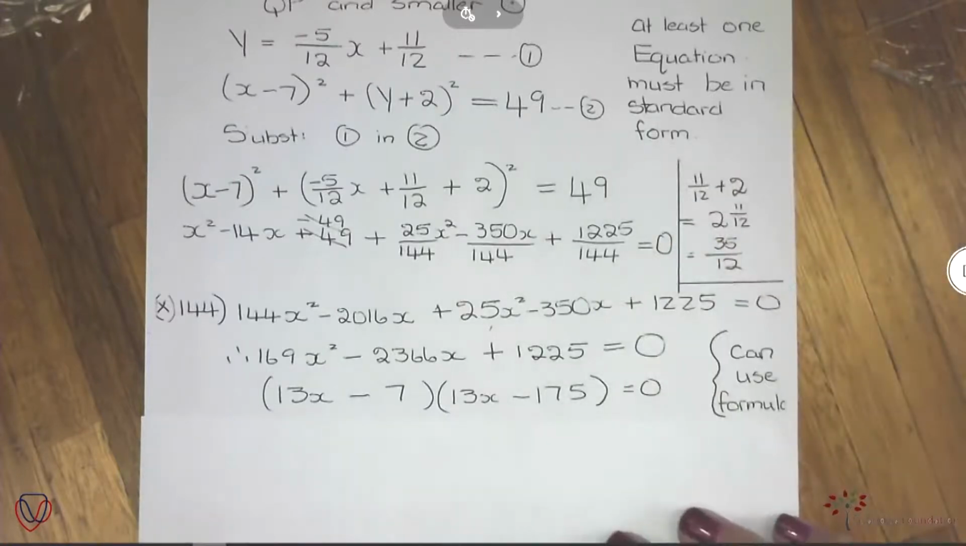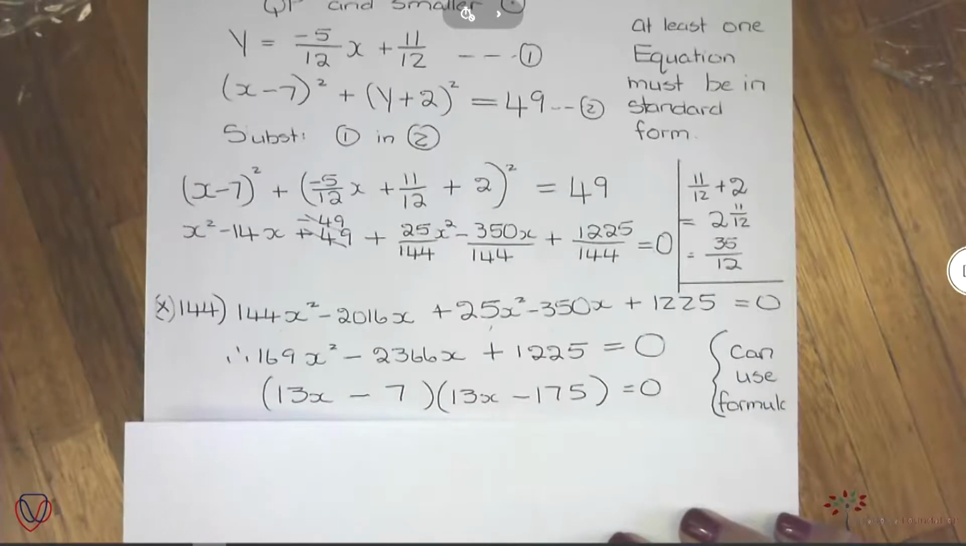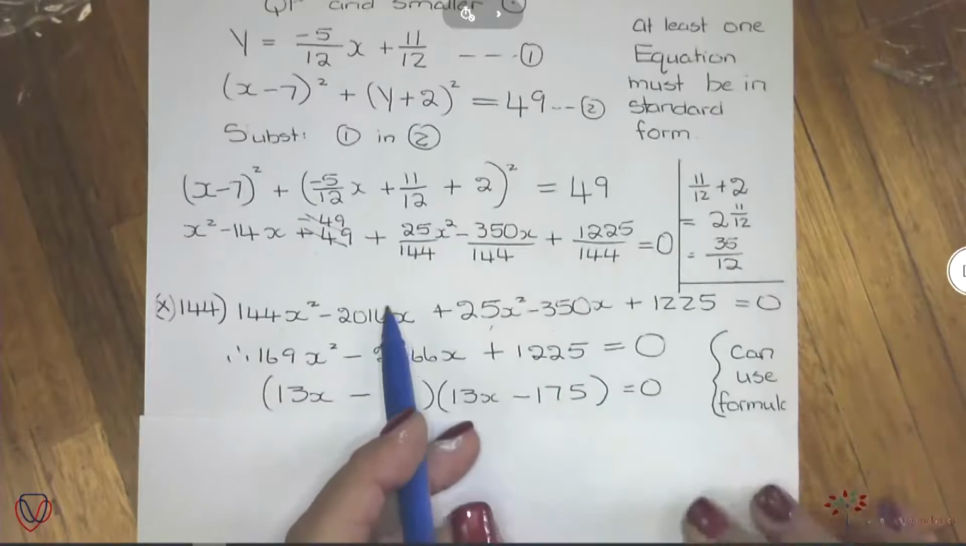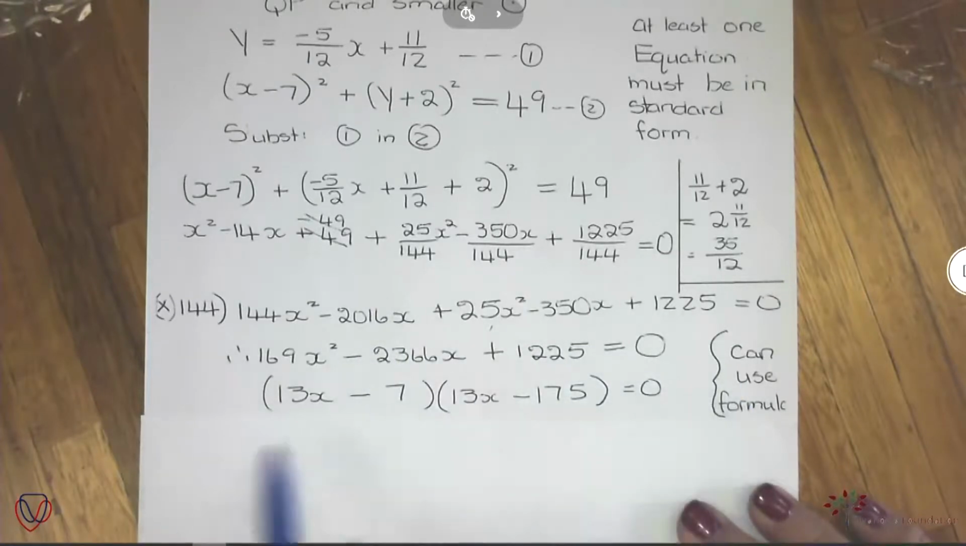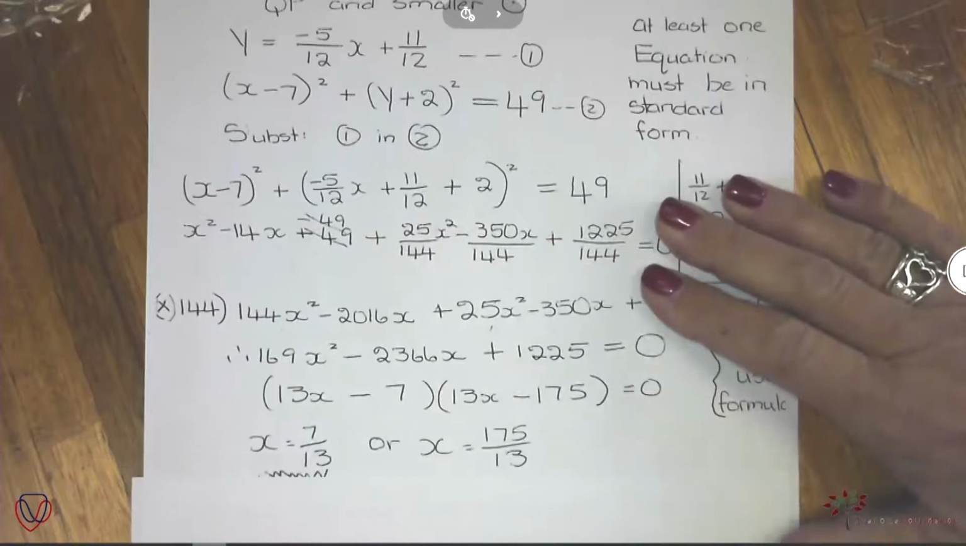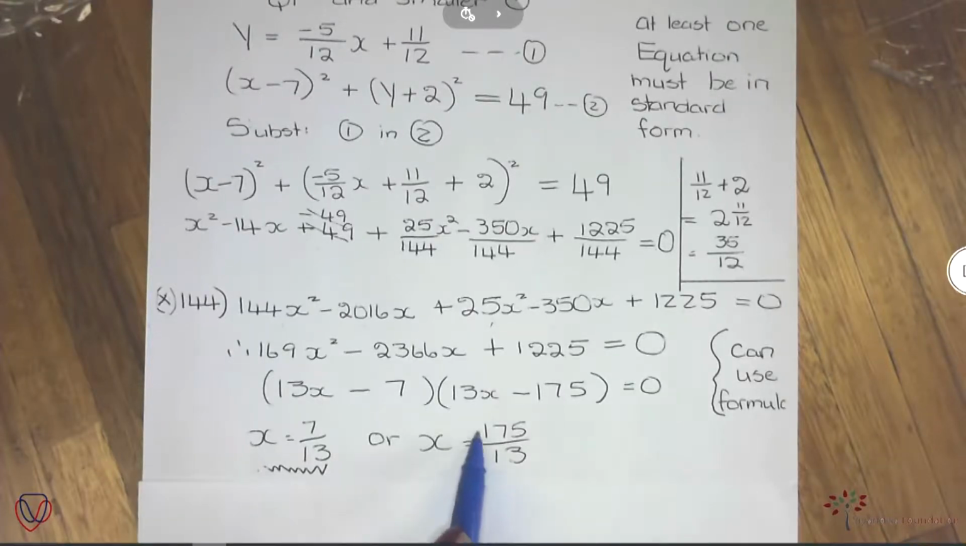You can try it, but I would actually say use the formula. Because how are you going to get those factors quickly and easily? The formula will be of great help here. The answer in the end for the 2 points where these two graphs intersect, x is 7 over 13 or x is 175 over 13.